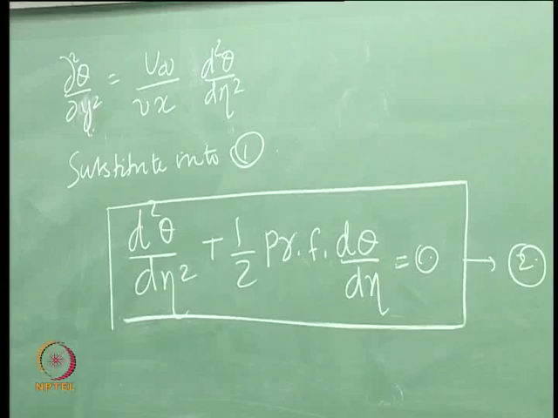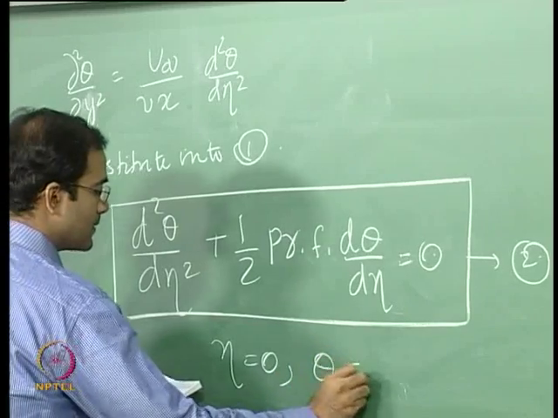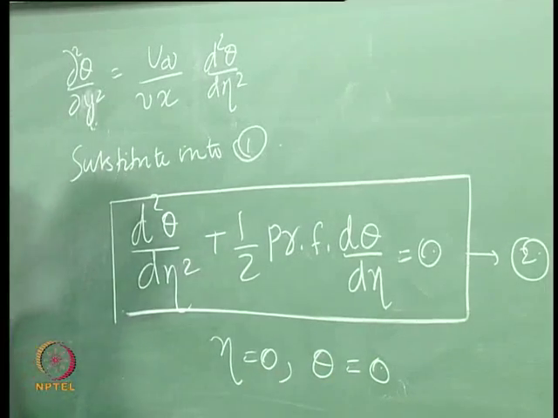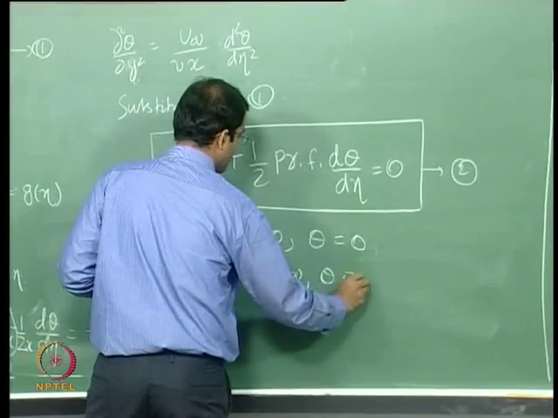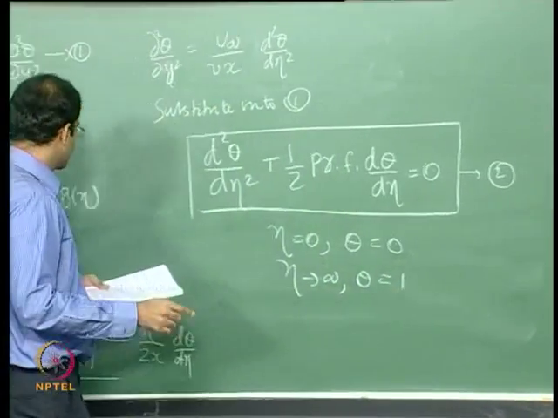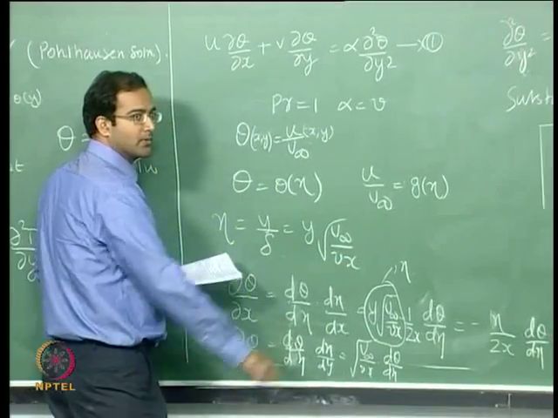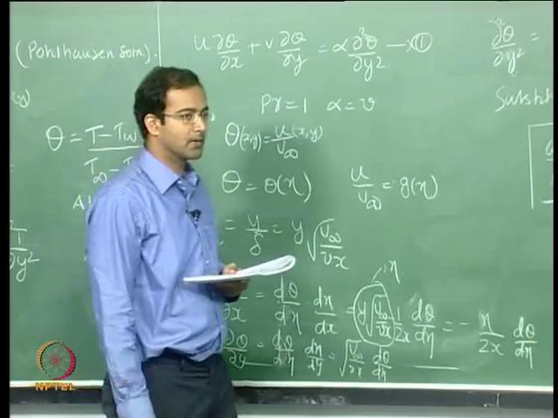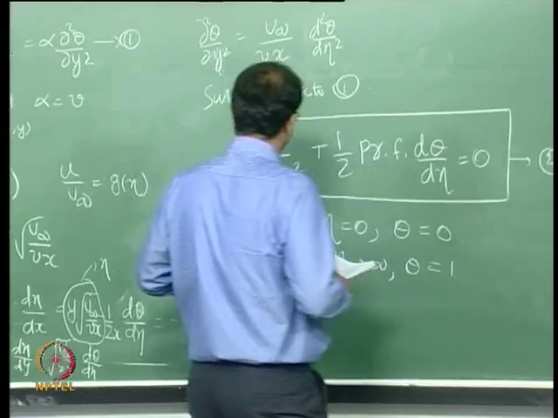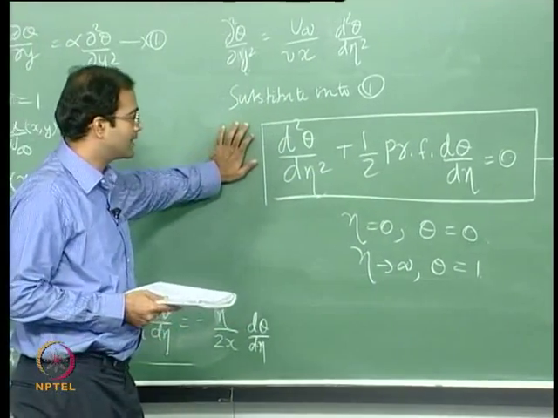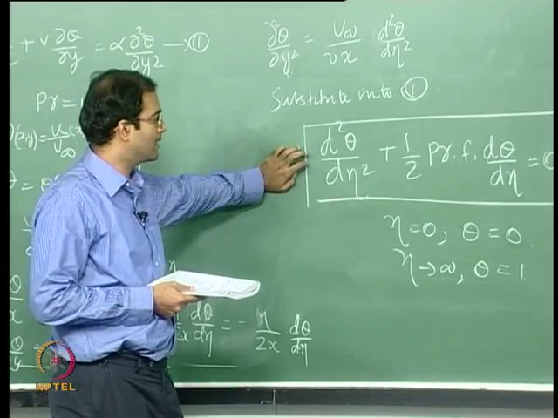Now the boundary conditions for this, once again: at eta equal to 0, your theta should be 0, and with eta going to infinity, theta should be equal to 1. Eta going to infinity means two things: either your y going to infinity or your x going to 0. In both cases your theta has to become 1. So now everything is getting familiar. You have a nice ODE which is second order.